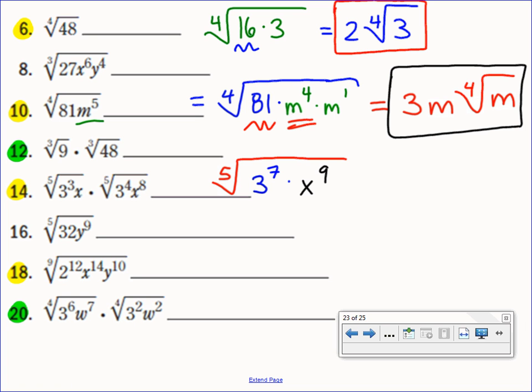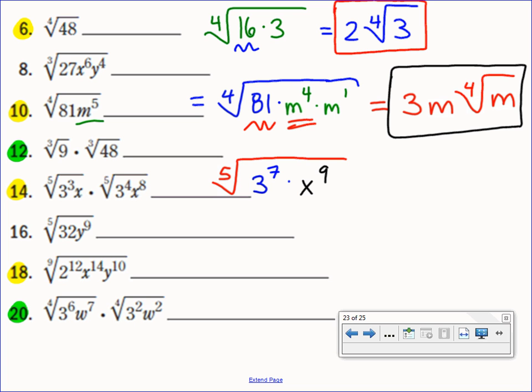Okay, guys. Inside, do I have any perfect 5th powers? Well, I'm not going to go and rewrite 3 to the 7th out. Instead, I'm going to use the fact that 3 to the 7th is a power whose exponent, 7, is greater than my index. I know this is going to simplify to a perfect 5th power. Just like I broke up my m to the 5th as m to the 4th times m to the 1st, I'm going to break up my 3 to the 7th as 3 to the 5th times 3 to the 2nd, because that 3 to the 5th is a perfect 5th power.